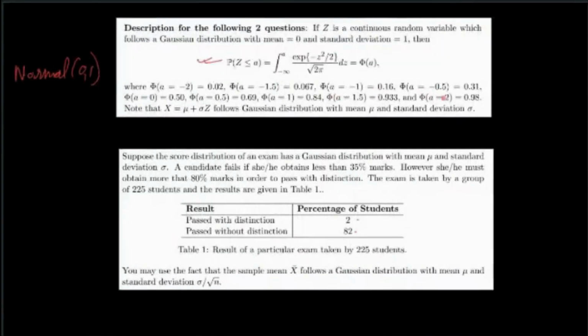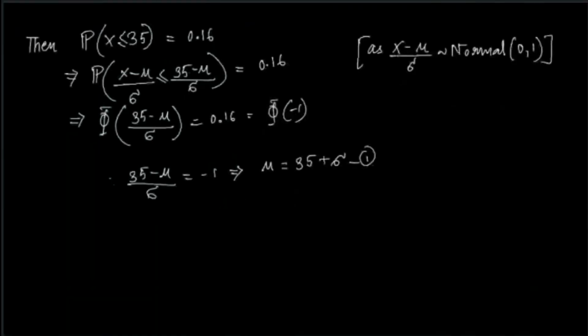From this little list of values, which we'll be referring to continuously, we have that phi of minus 1 is 0.16. So let's come over here and make this basically phi of minus 1. So basically these two are equal, right? Let's equate them. So 35 minus mu by sigma is minus 1. From there, we get mu equals 35 plus sigma.